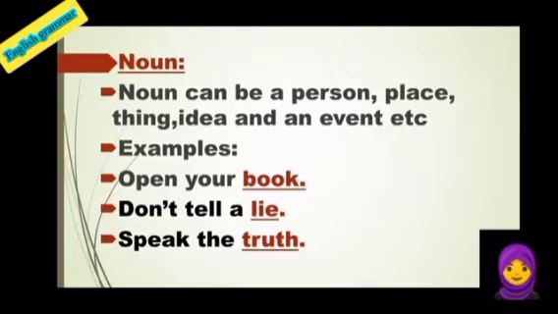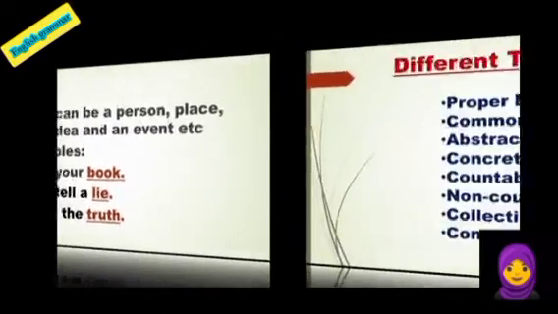What is a noun? Noun can be a person, place, thing, idea, and an event, etc. For example, open your book. Don't tell a lie, speak the truth. Here, book, lie, and truth are the examples of noun.